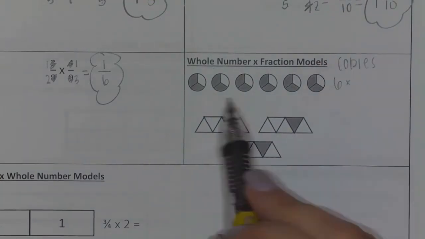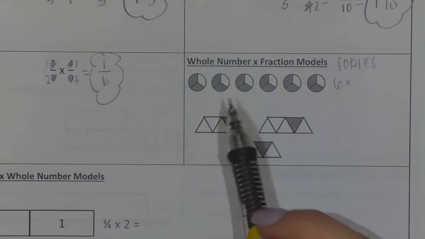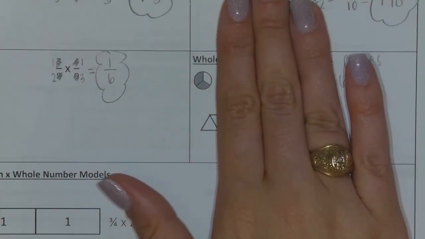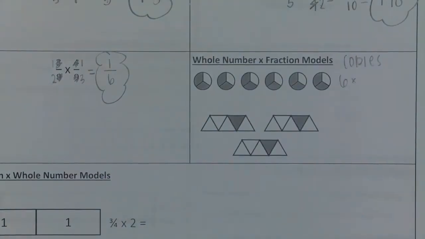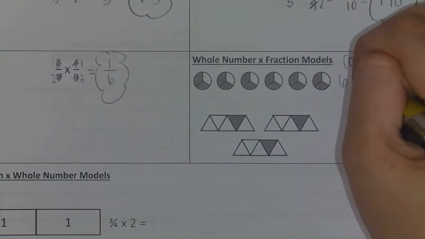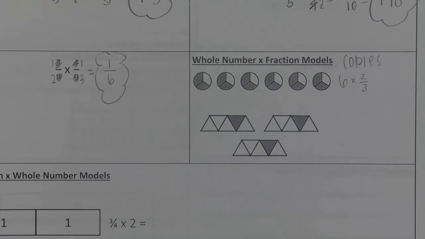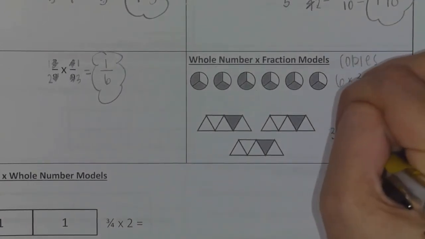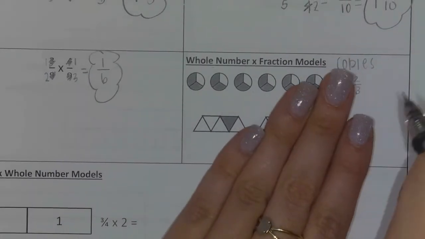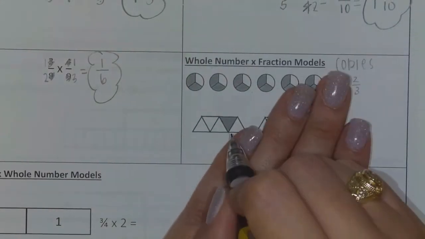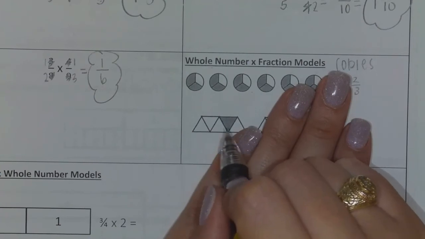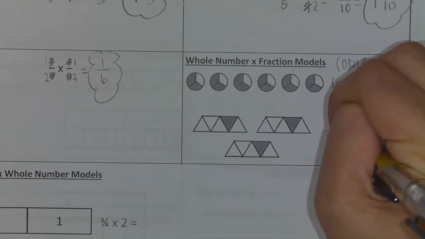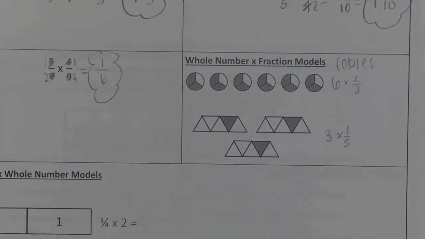And then I'm going to multiply that by what's shaded in each of those copies. So I'm going to cover up all of them except for one. And I see that 2/3 are shaded in. So this problem would be 6 times 2/3. Now our next one, I see again that I have 3 copies. I'm going to look at just one of them to figure out what is shaded in. And there's 1 piece out of 1, 2, 3, 4, 5. So that would be 3 times 1/5.